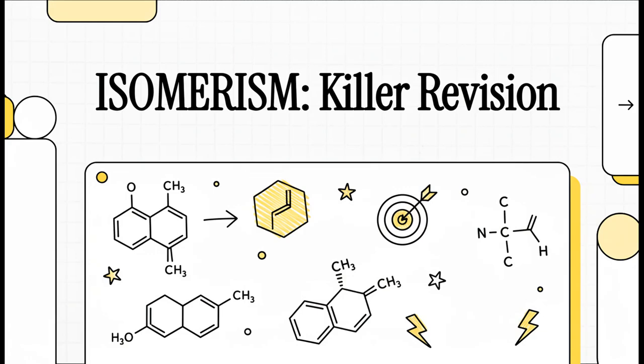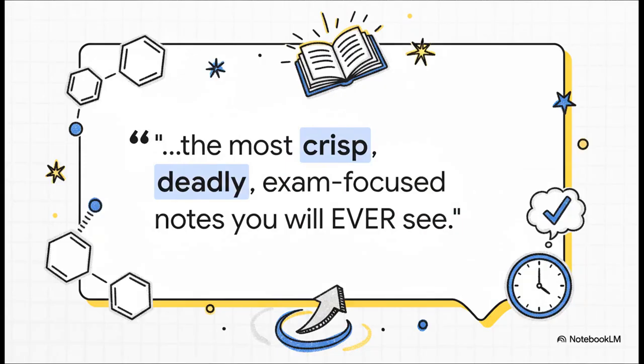Welcome to your killer revision on isomerism, completely laser-focused for your JEE Main prep. We're about to cut through all the noise and get right to the stuff you need to score those marks. And look, I'm not just making that up. This is a direct promise from the source material for this whole explainer. What you're about to see is the most efficient, no-fluff breakdown designed for just one thing: getting the answers right and getting them right fast.